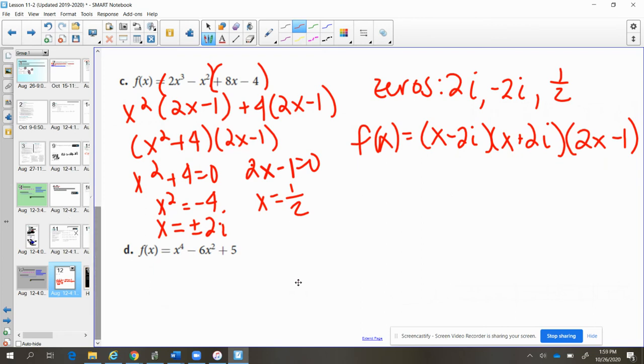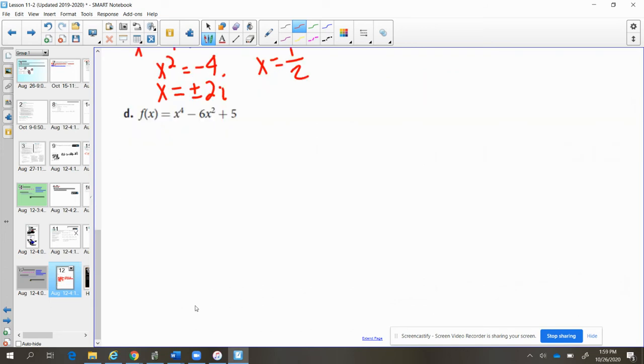Let's see. And then example D is very similar to the one in the given example, in that we can treat this as a type 1 factoring situation: this to the 4th squared, and then we have the constant. What multiplies to be 5 and adds to be negative 6? Well, that's going to be negative 5 and negative 1, which multiply to be positive 5 but add to be negative 6.